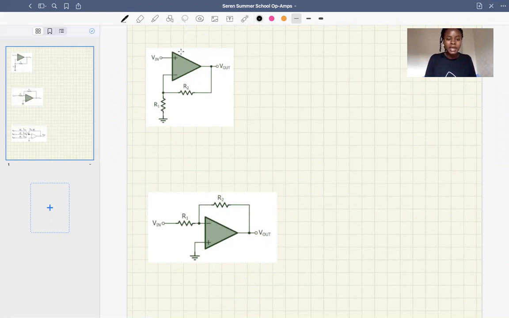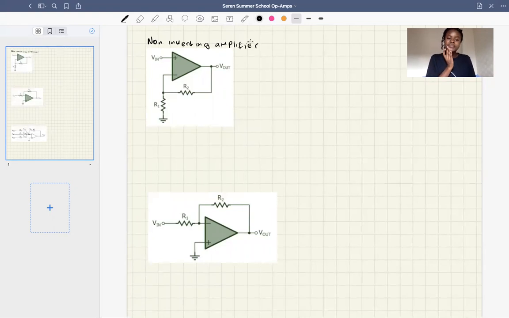So what we've got here is our non-inverting amplifier. Sorry, my handwriting's a bit funky.